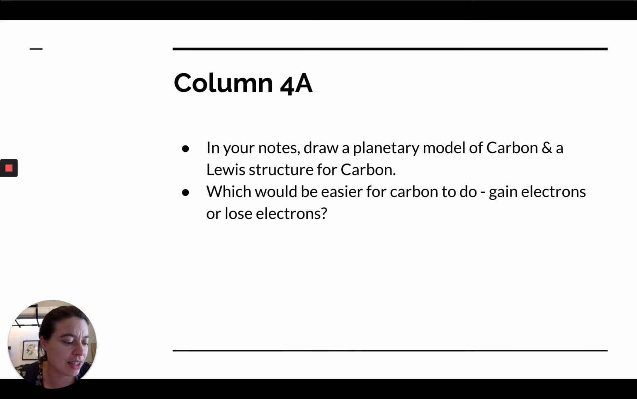Now let's take a moment and look at column 4A. Column 4A has carbon and silicon and germanium, tin, lead, and flerovium. And I want you to draw a planetary model for carbon and a Lewis structure for carbon. And as you're doing this, I want you to think, what will carbon do? Is carbon going to gain electrons, or is it going to lose electrons? So look at what carbon is doing as you build this planetary model and Lewis structure. Pause the video now, take a picture, and hit play when you're ready to go on.